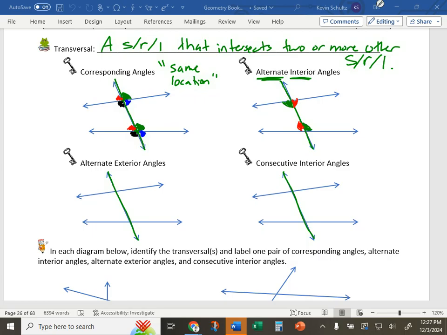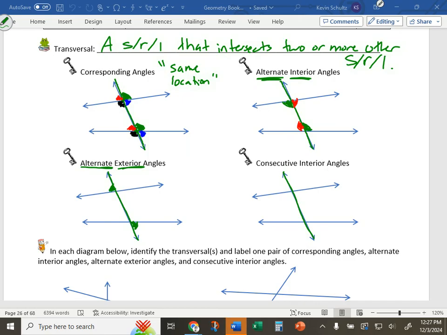Alternate exterior. Alternate, again, opposite. Exterior means outside. So now we're talking about angles that are outside the lines but on alternate sides of the transversal. So this angle and this angle would be examples of alternate exterior angles.